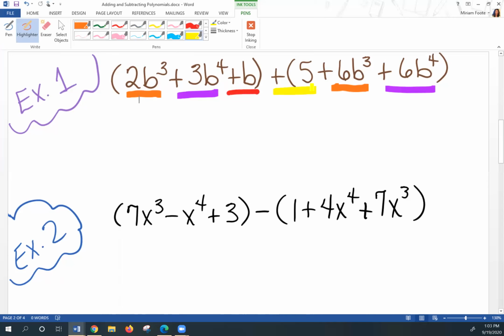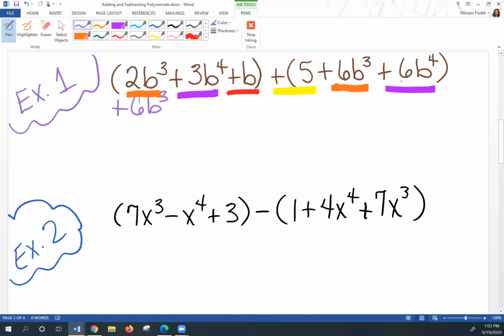Now that I've accounted for all of my terms, I'm going to start combining them. You could start combining them horizontally. I personally like to do math vertically. So where I see 2b cubed and I see a 6b cubed, I'm going to add those together, because again, I'm using the sign that is in front of that term.